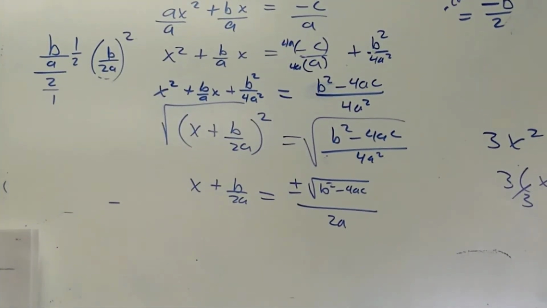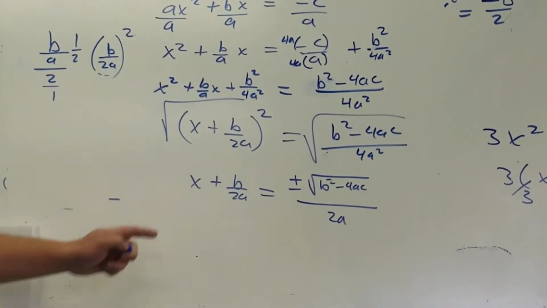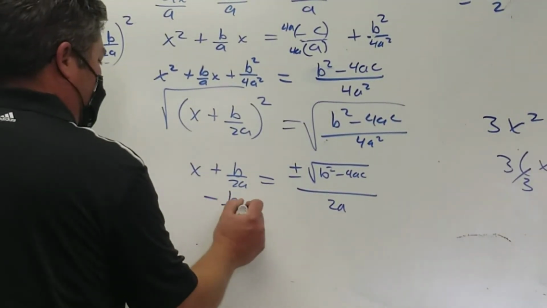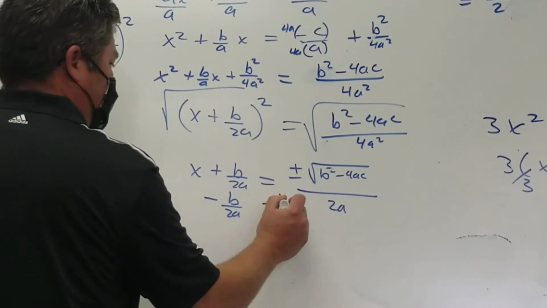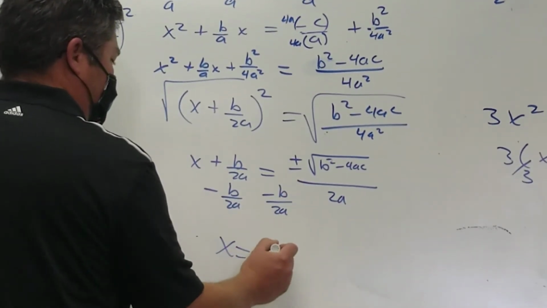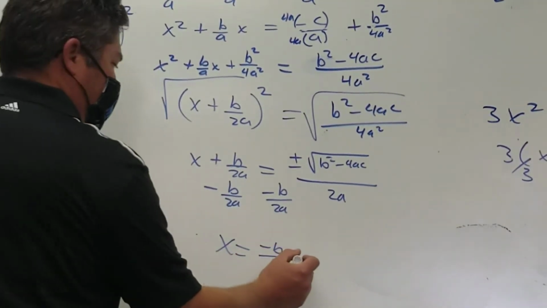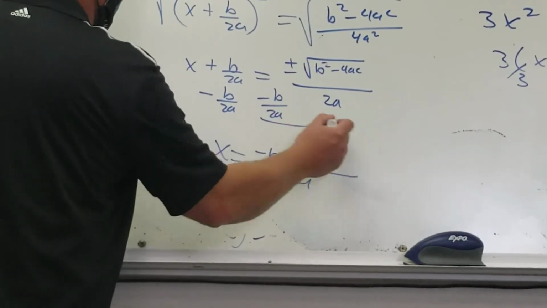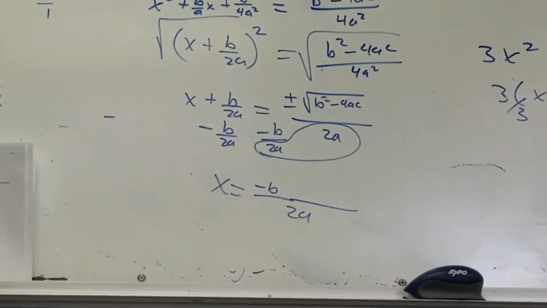Okay? Now, what should I do to both sides to get the x by itself? Subtract b over what? 2a. Which, by the way, is the vertex x coordinate. x equals negative b over what? 2a.